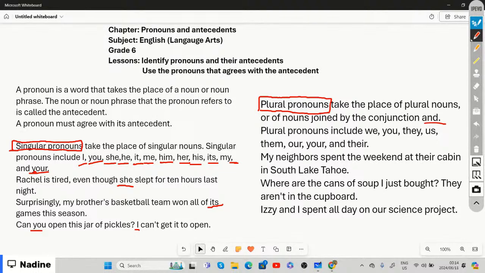For example, when we talk about nouns joined by the conjunction and, it is, for example, Rachel and Jack. Remember, if we just make mention of Rachel or just of Jack, then it may seem as if it is a singular pronoun. But since we are making mention of both of them, Rachel and Jack, it becomes plural because it is two people doing something. And that is what we mean by plural.